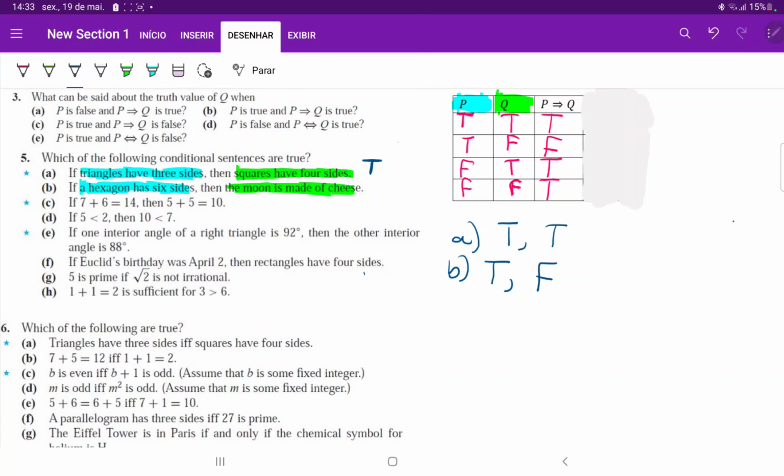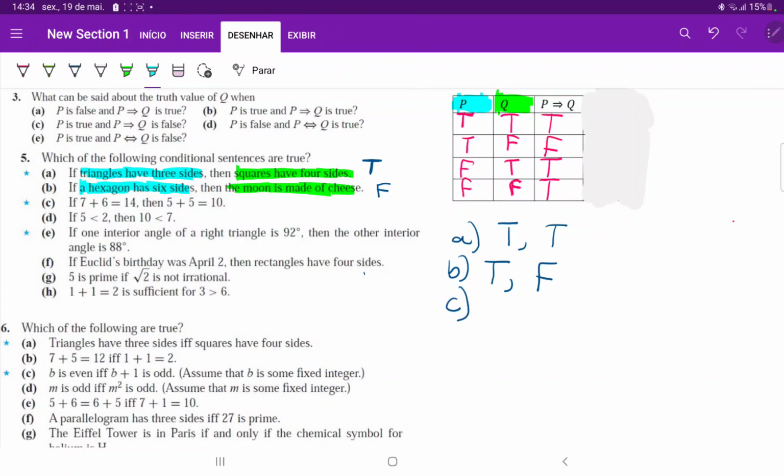Well, that's false. So we have a combination of true for P and false for Q. This combination is represented in the second row, where you have true for P and false for Q. And we can see that the value for the conditional here is false. So we're going to say that this one is false. Let's look at item C.